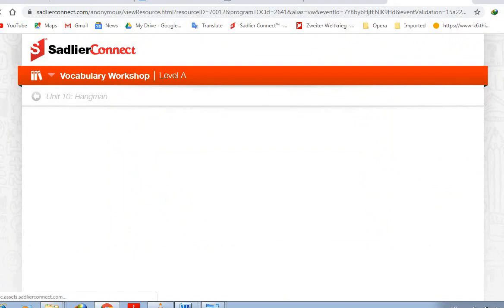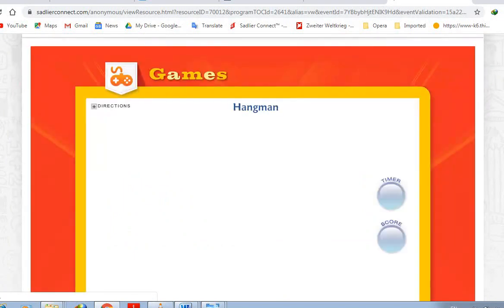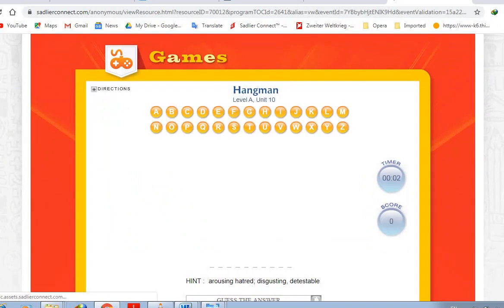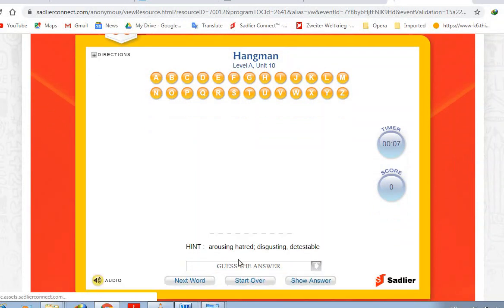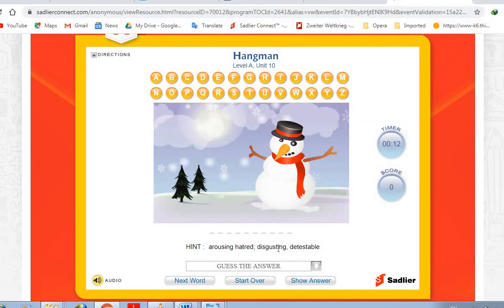As you can see now, hangman. No time. Don't care about time. Take your time with the exercise. It gives you the definition under the picture. This is the definition: arousing hatred, disgusting, detestable. And this is the number of the letters required of this word. You can count it and you will see.